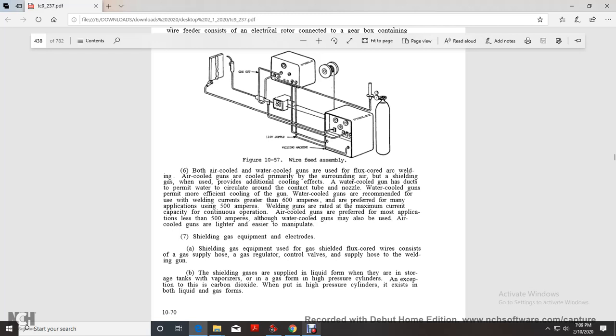Welding guns are rated at a maximum current capacity for continuous operation. Air-cooled guns are preferred for most applications less than 500 amps. Water-cooled guns may also be used, but air-cooled guns are lighter and easier to manipulate.